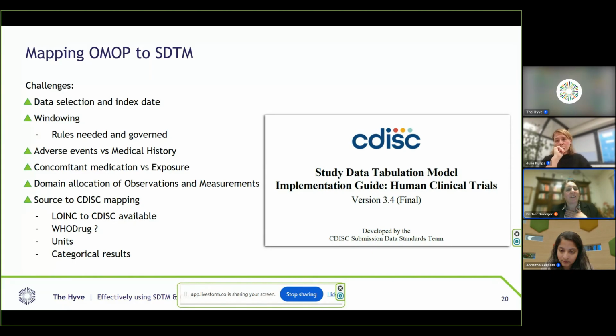What was also very challenging is what assessments you could select from observations and measurements. I think this should also be in the second slide. And then the source to CDISC mapping. So I go from a LOINC variable to CDISC, that's now available. However, the direct mapping can be quite difficult. Maybe the units are now also included. But what was also very challenging was mapping the categorical results.